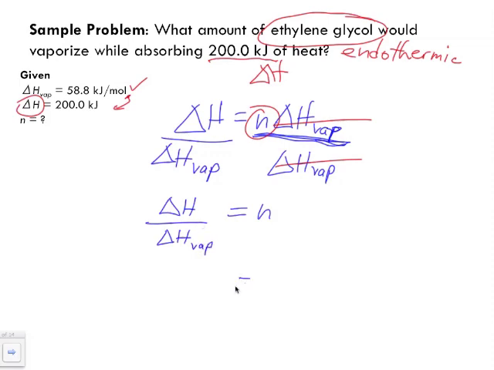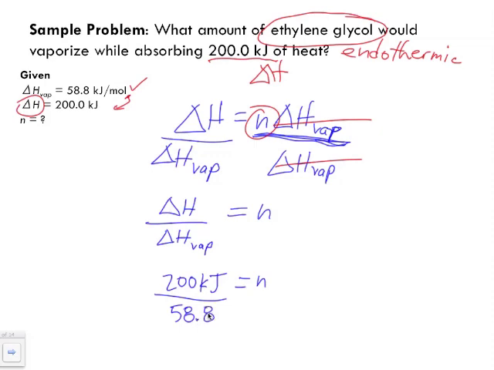So all we do now is substitute our numbers in here. Instead of delta H, we put 200 kilojoules. Don't worry about the 0.0 for now. Just remember that at the end when you're dividing, your final answer has to have the right number of significant digits. Our question has only 4 significant digits, so our final answer should also have 4 significant digits.